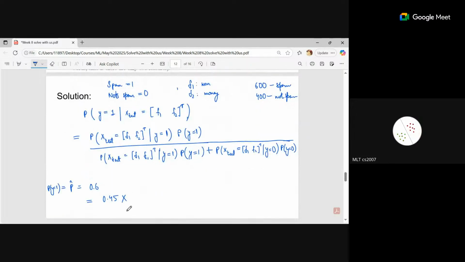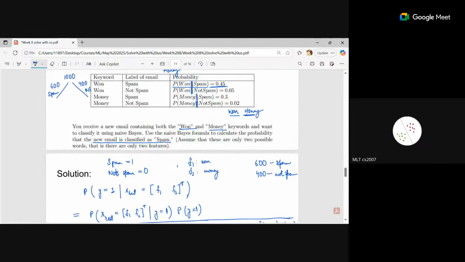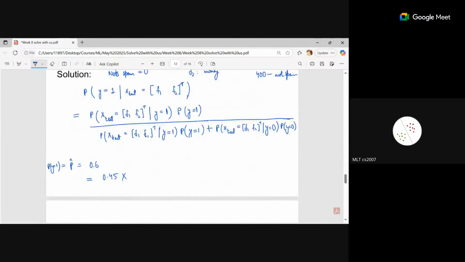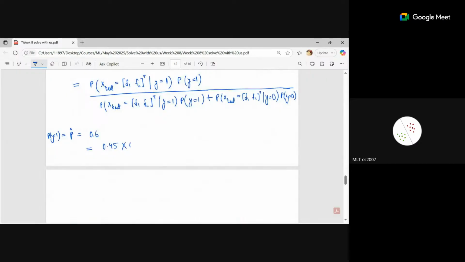Now probability of f2 given y is equal to 1. That is probability of money given spam. So probability of money given spam is 0.3. And probability y is equal to 1, this estimate is 0.6. Right?